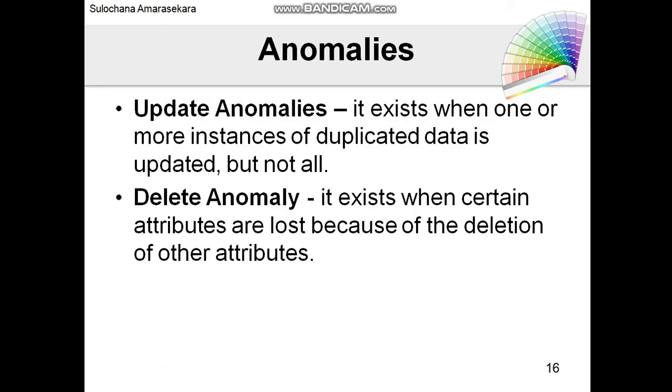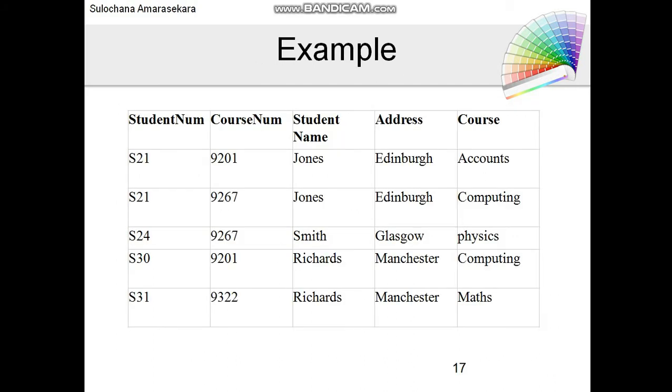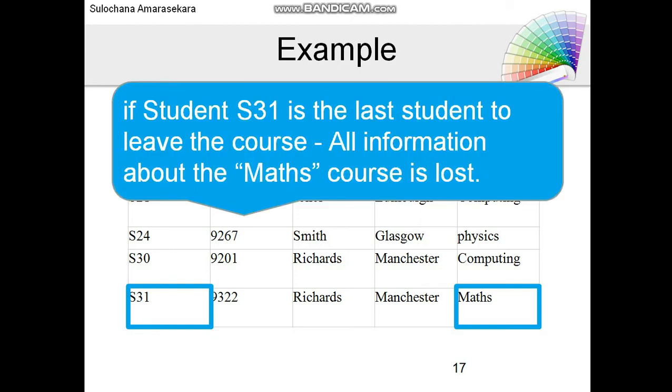Second, delete anomaly. This error says that deleting one record automatically causes the removal of important data from the database. Consider the same example. Assume we deleted the S31 student record. You can see here he is the only person following the maths course. That means deleting the S31 student causes the maths course to be removed from the database. This is called a delete anomaly.